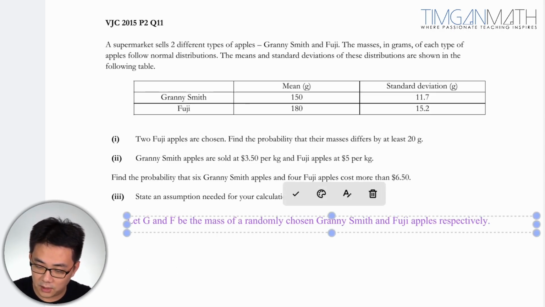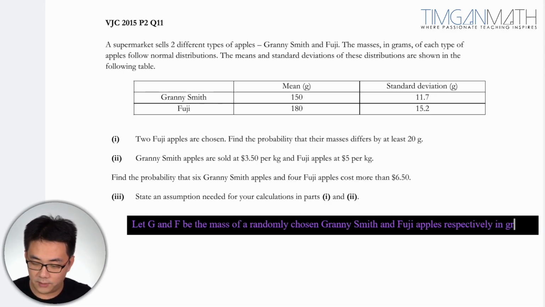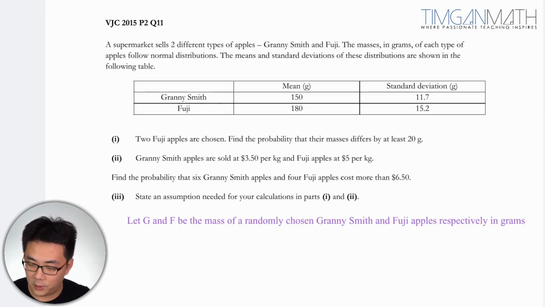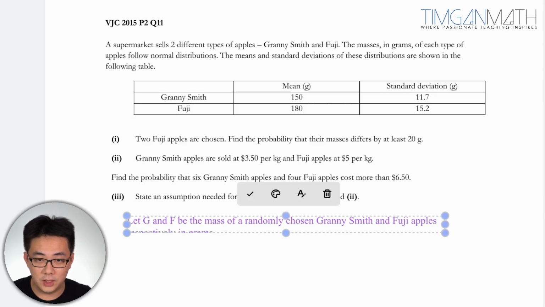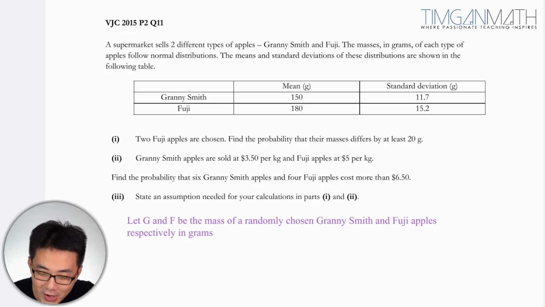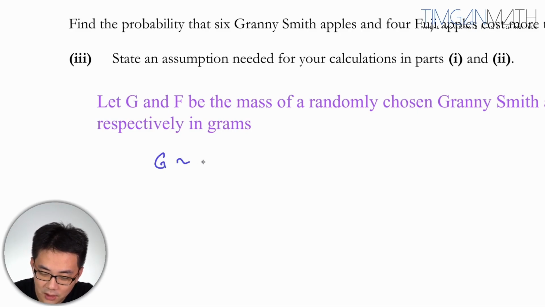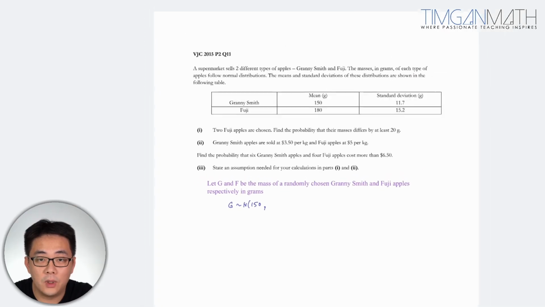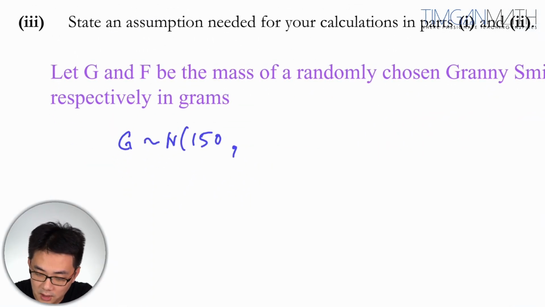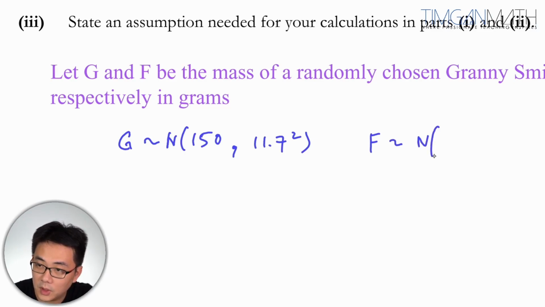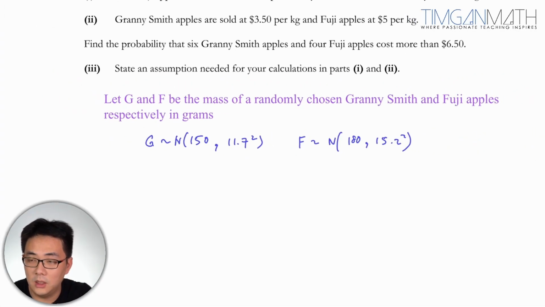So I would suggest we just put in grams, because sometimes the questions will come out in kg or in whatever. So it's always good to just write down the mass in grams. So G follows a normal distribution with mean 150 and variance 11.7 squared, and F follows a normal distribution with mean 180 and variance 15.2 squared. Okay, so there you go.